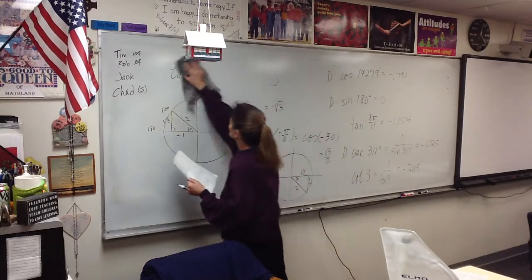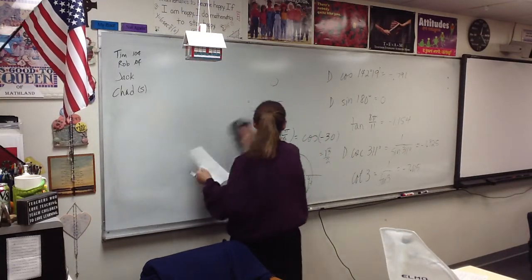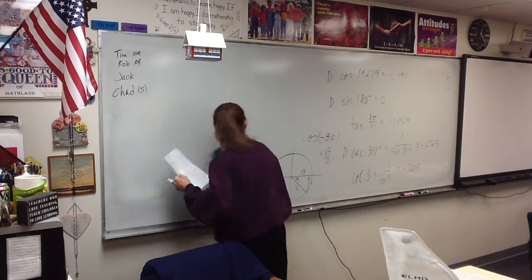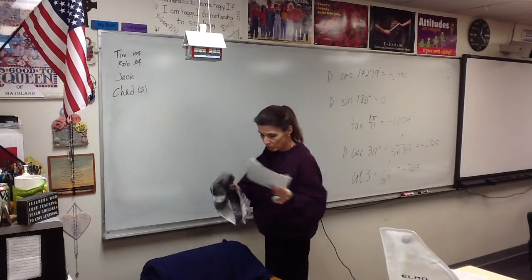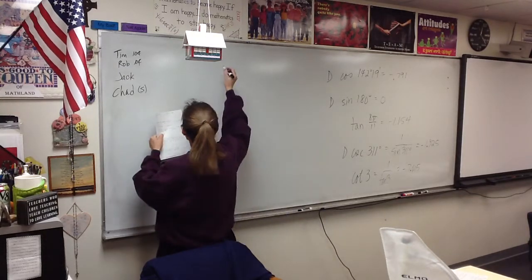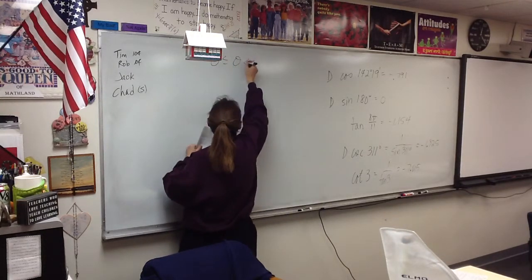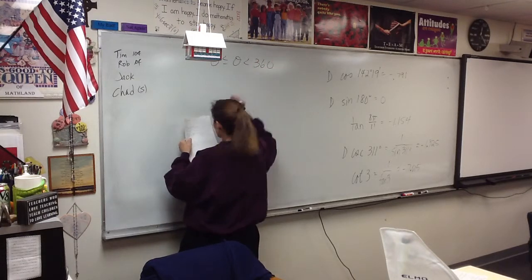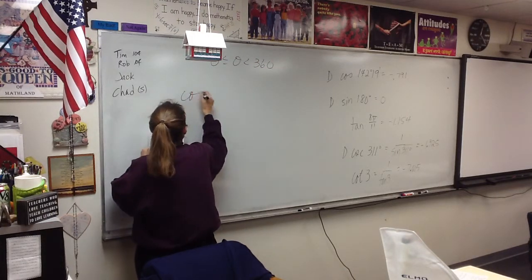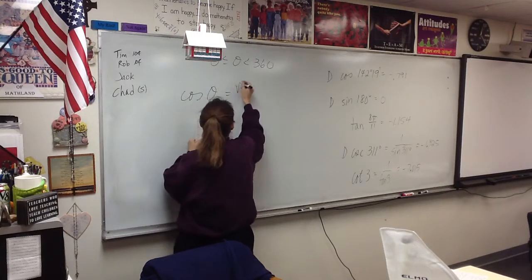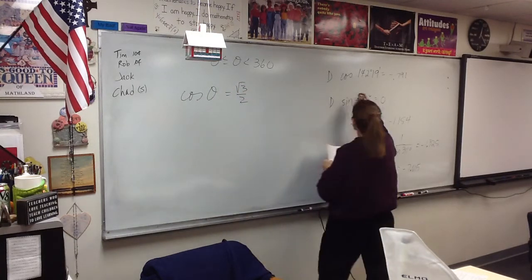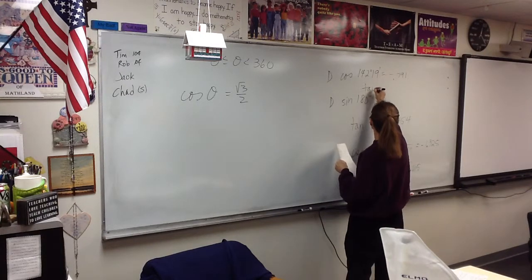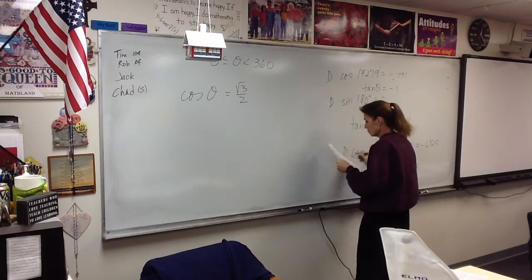Okay, number 10, here we go. These are kind of tricky. I think we've been getting them a little bit better, but we'll try it again, just to make sure. We are solving between 0 and 360. We are cosine equals root 3 over 2, and tangent equals negative 1.